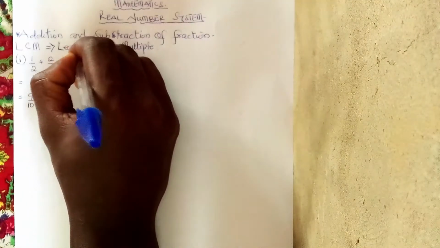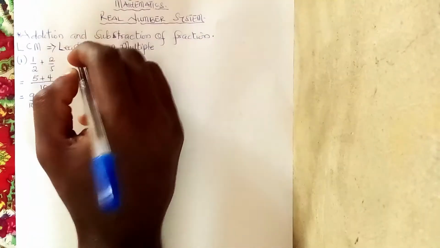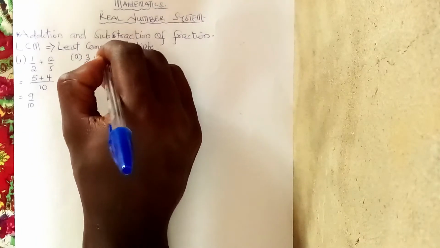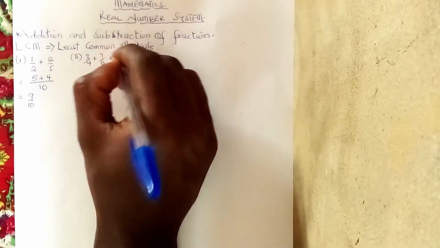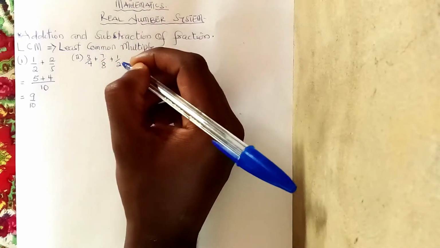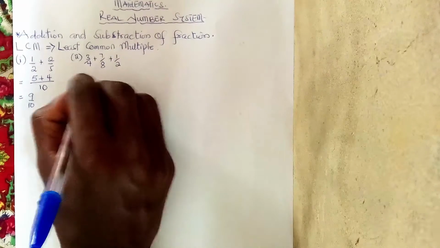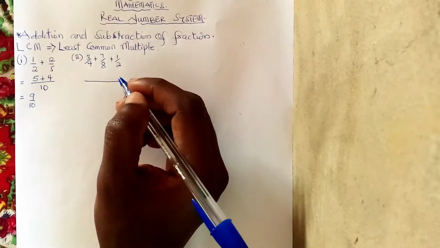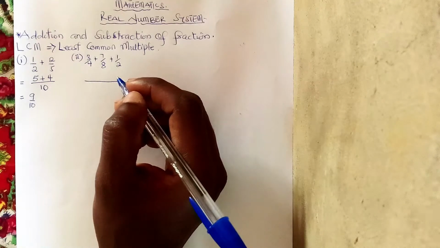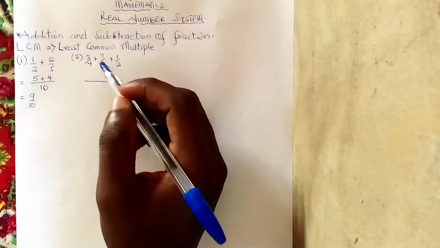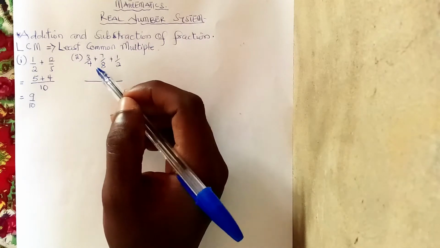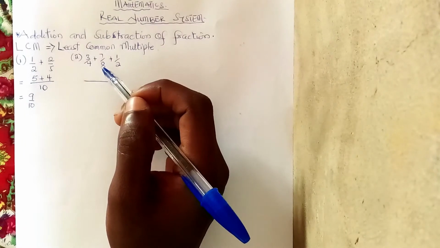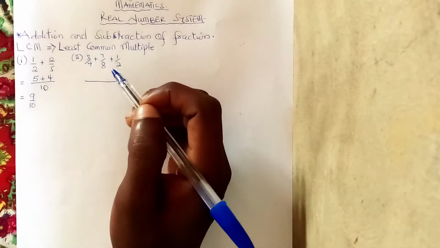Example 2. We have 3 on 4 plus 7 on 8 plus 1 on 2. What do we do first? Find the least common multiple, LCM. Finding the least common multiple, as I said, you have to find a number of which all the denominators are divisible by, and the number you are going to use is supposed to be the least of those numbers that all the denominators are divisible by.